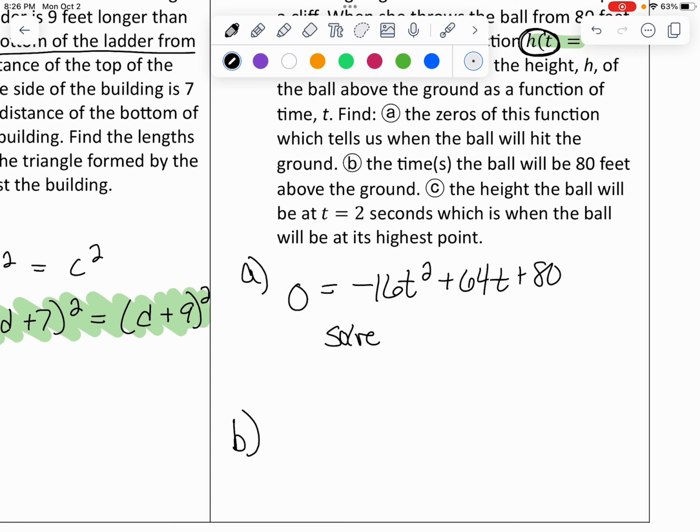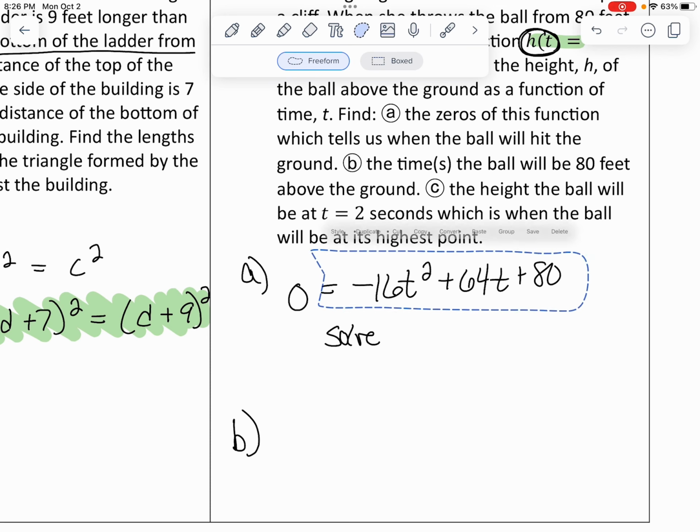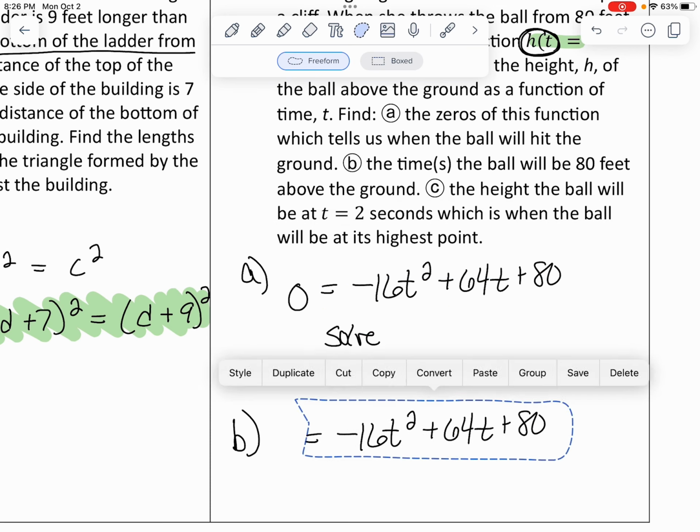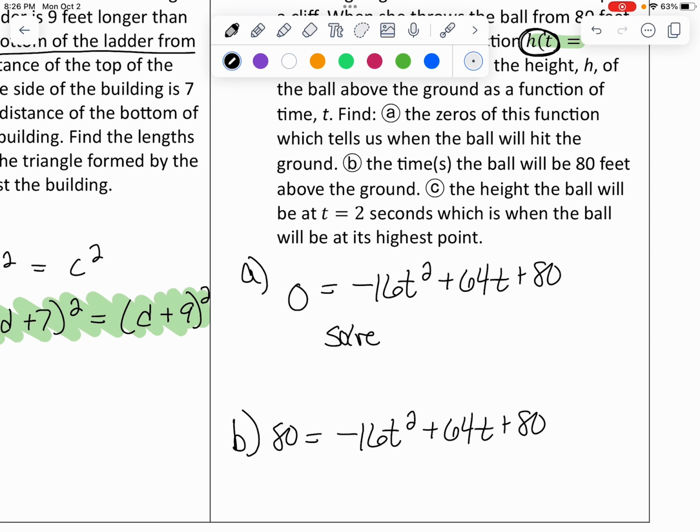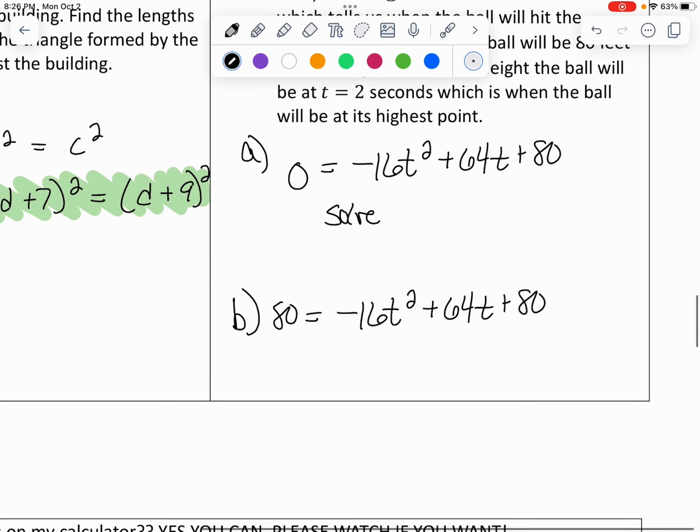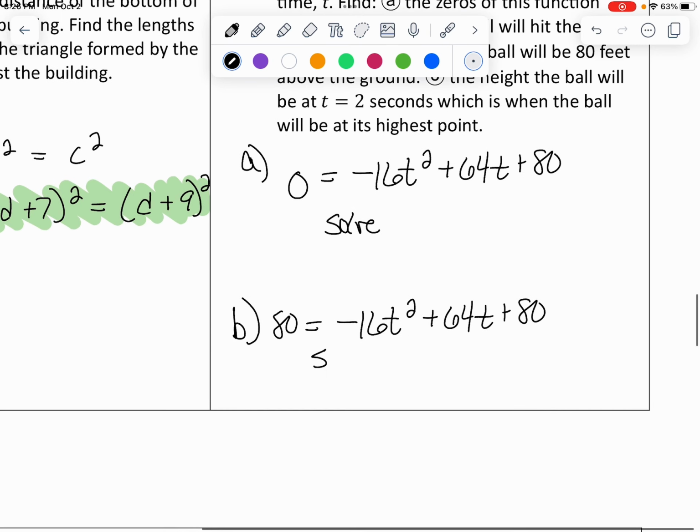Part B says solve for the times when it will be 80 feet above the ground. So you see this? Guess what we set it equal to? I'm going to guess 80. And then you just solve it. And then part C, you solve it just like we were today.